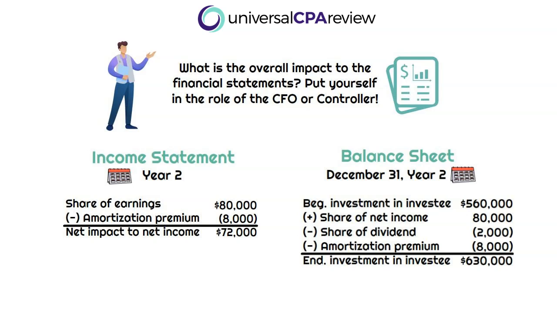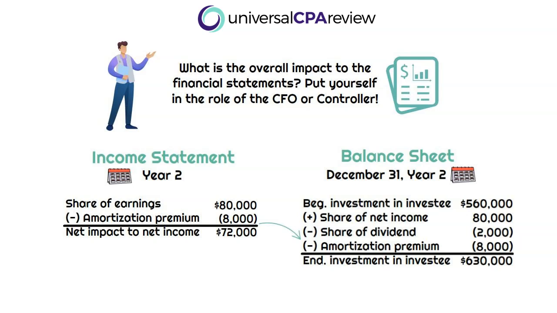So the income statement is not too tough, but the balance sheet, very important to understand. So remember, our beginning investment in investee based on that initial transaction from step one was $560,000. Now we also recorded our share of net income, which increases the carrying value, and that's from step two, and that was the $80,000. Now in step three, we recorded our share of the dividend, and it was similar to a liquidating dividend in the sense that it reduces the carrying value of this investment. And that's $2,000, and that's a decrease.